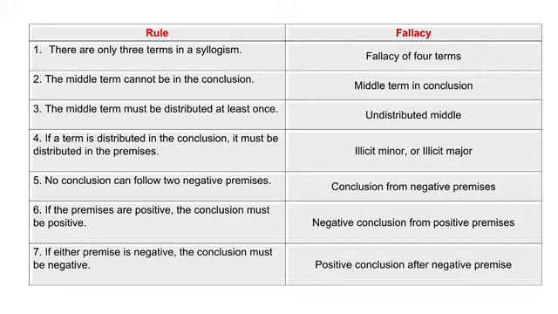Rule number 1 says there are only 3 terms in a syllogism, right? The major, the minor, and the middle. And if you've got more than that, that's called the fallacy of 4 terms. Also, the middle term cannot be in the conclusion. Obviously enough, that's the fallacy of middle term in conclusion.